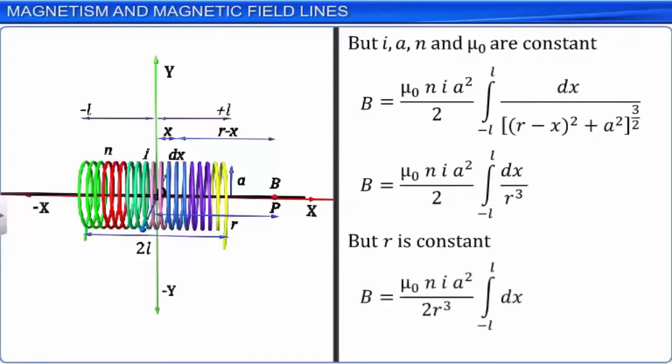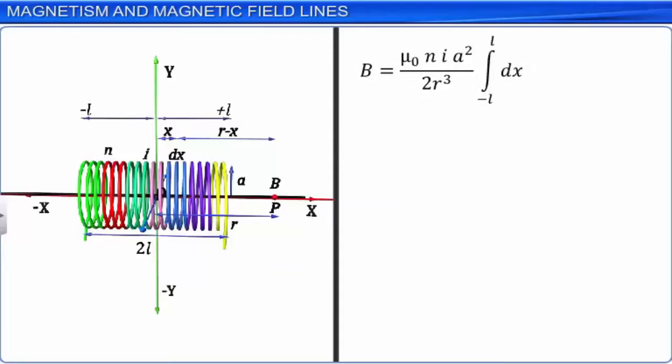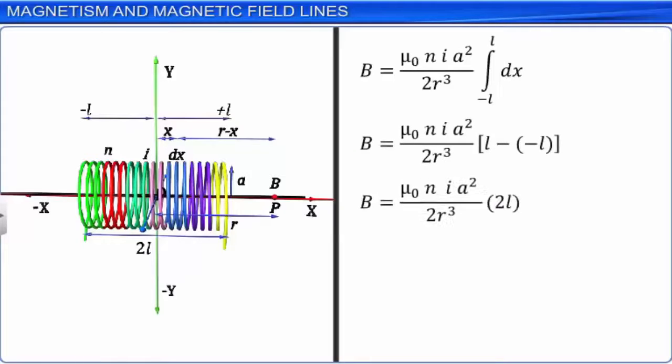On integrating and substituting the limits, we get the magnetic induction B is equal to mu naught n I A square by 2r cube into 2L. By multiplying the numerator and denominator of the expression with pi and rearranging the terms, we get the magnetic induction B is equal to mu naught by 2 pi into n I 2L pi a square by r cube.